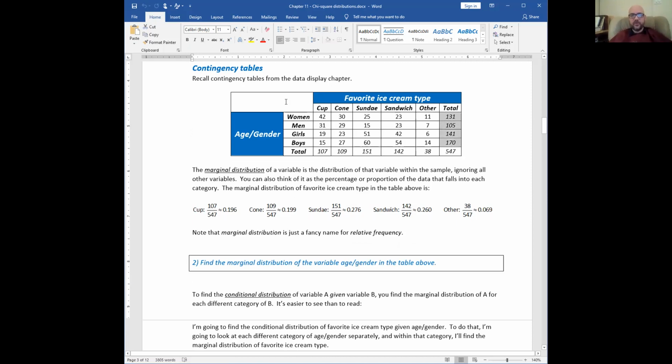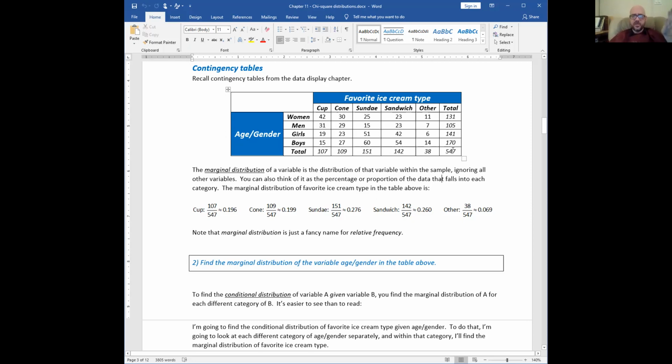of 547. So marginal distribution of women, 131 out of 547. Marginal distribution of men, 105, or not marginal distribution, excuse me. I'm saying it really badly. The marginal distribution of age and gender is women, 131 out of 547. Men, 105 out of 547. Girls, 141 out of 547. And boys, 170 out of 547.